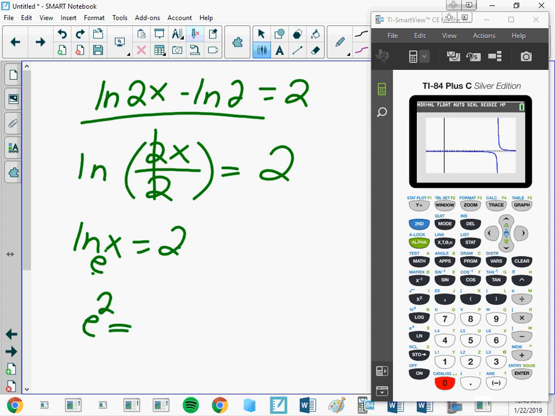E squared equals x. Now, do I need to plug this back in and see if it creates any problems? Yes, because the original function had a logarithm in it. So e squared is a positive number. As long as I don't take the ln of 0 or negative, I'm okay. If I plug that in there, am I okay? Yes? What about the next one? There's nowhere to plug it in. The ln of 2 exists, so we're fine. The answer is e squared. Okay.